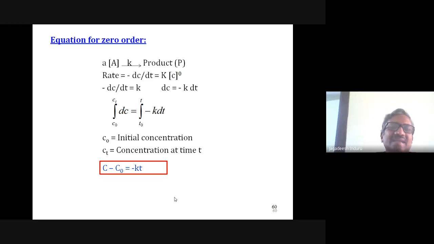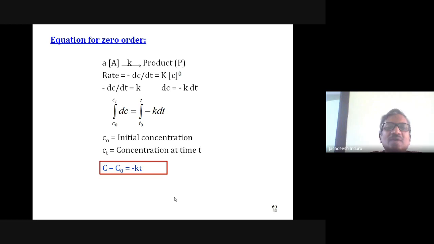If you are integrating dC, similarly we are integrating with the starting time T0 and ending time Tt on the RHS. So we are going to get the integral with upper limit and lower limit. Lower limit is C0, upper limit Ct, dC is equal to the integral from T0 at the start of our reaction to T at the end of our reaction time, of minus k dt.